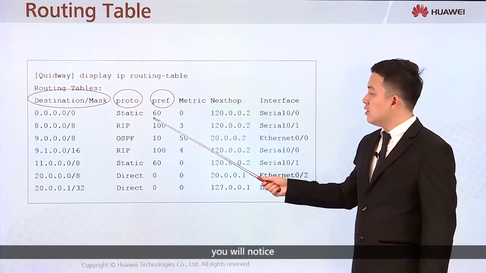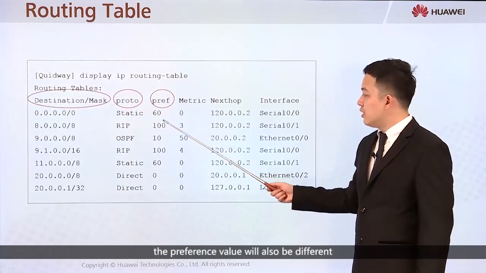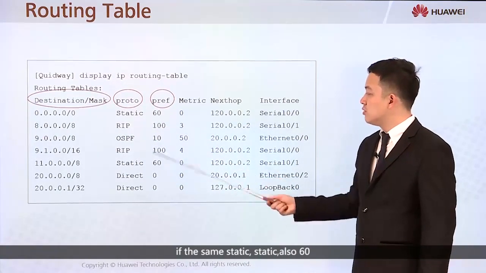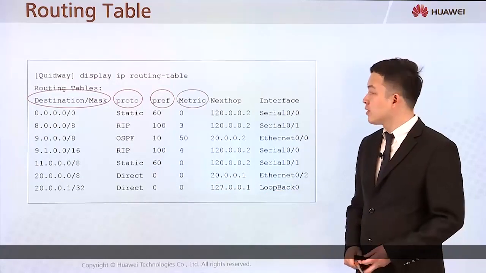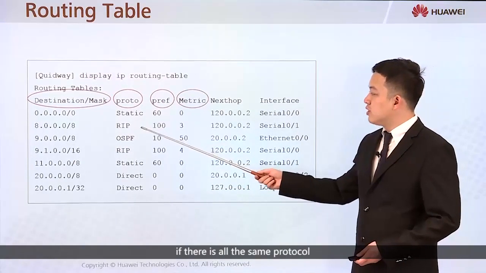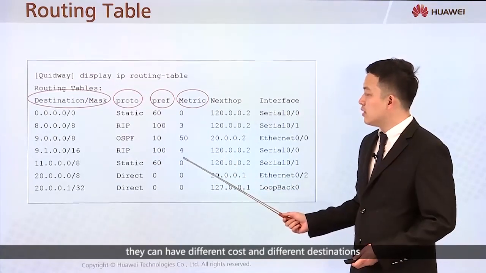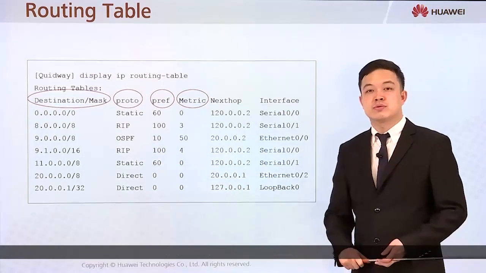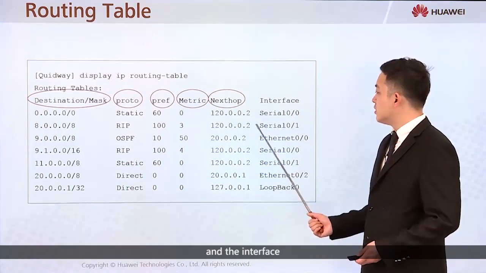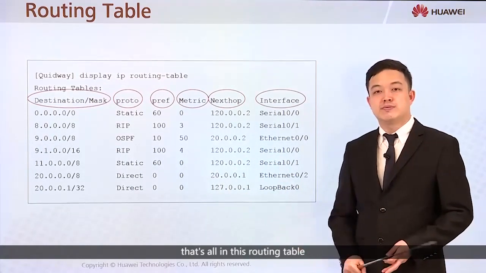Preference. You will notice that if the protocols are different, the preference values will also be different. If the same, static is also 60. The metric. If there is the same protocol, they can have different costs and different destinations. Okay, the next hop and then the interface. That's all in this routing table.